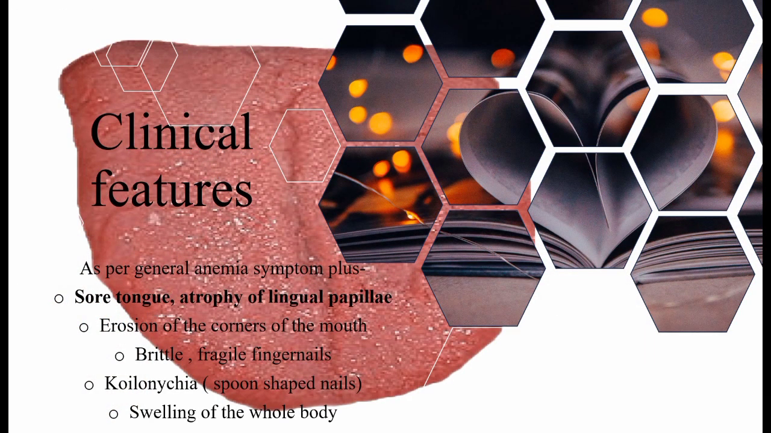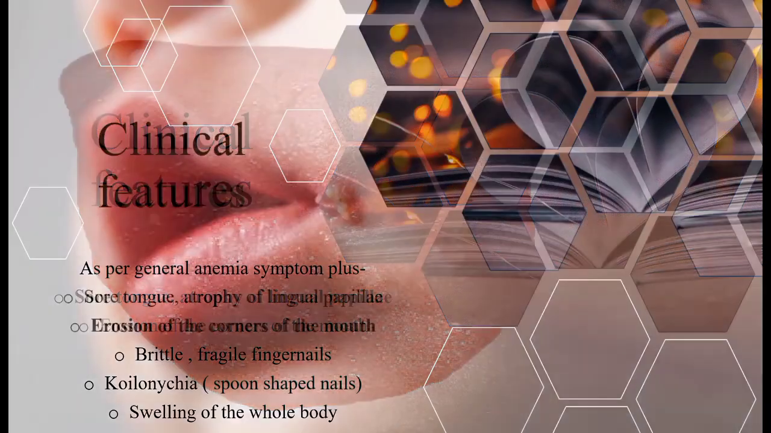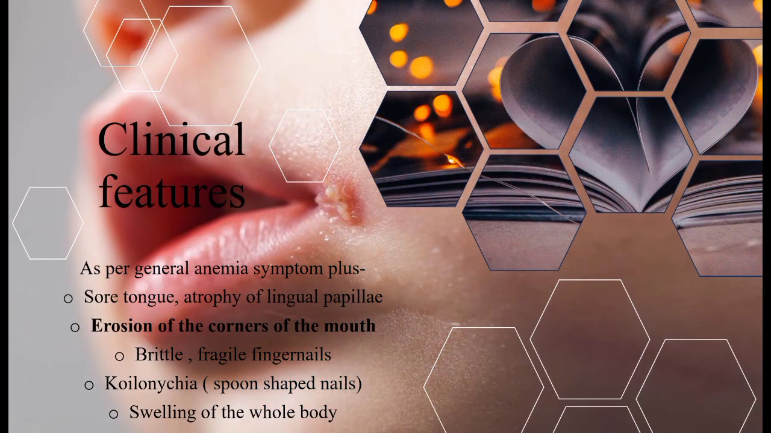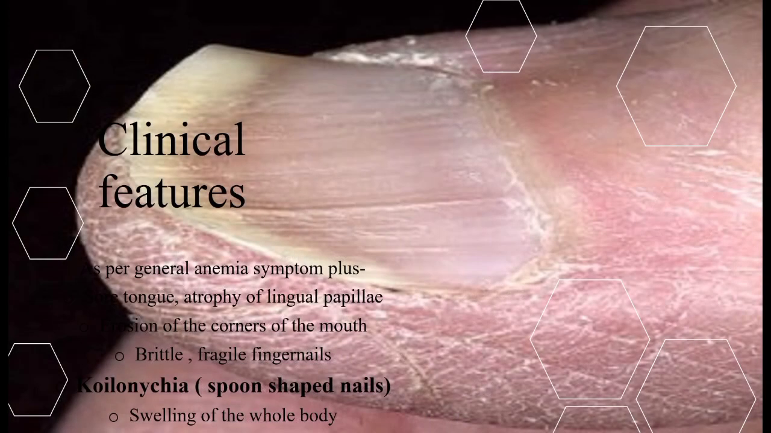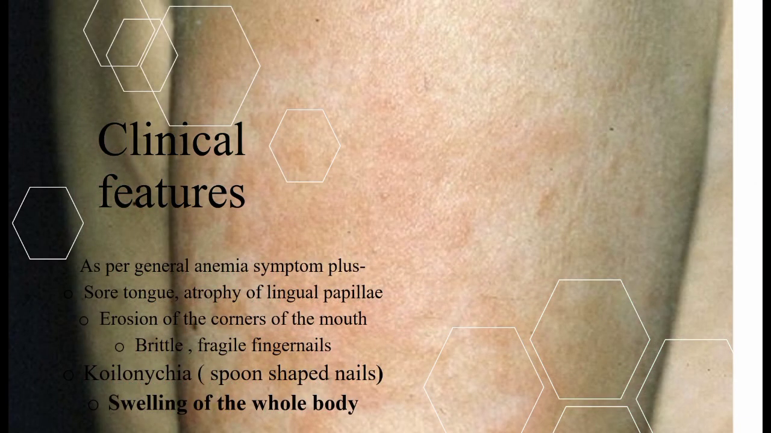What are the clinical features? As per the general anemia symptoms, plus sore tongue, atrophy of the lingual papilla, we have erosion of the corner of the mouth, we can have brittle, fragile fingernails. There is what we call koilonychia, which is spoon-shaped nails, or swelling of the whole body.